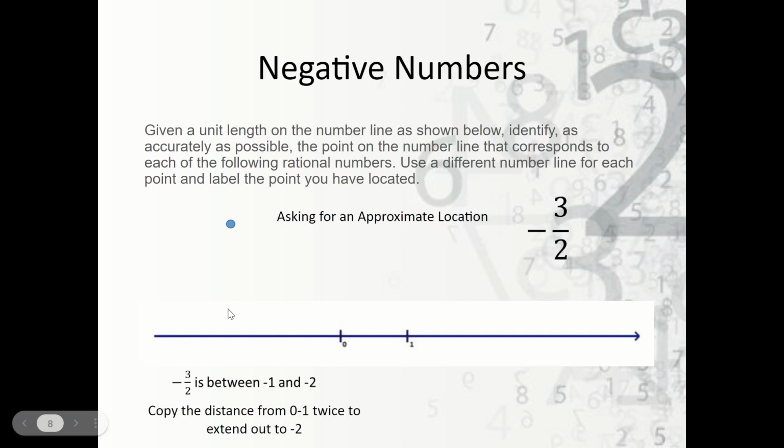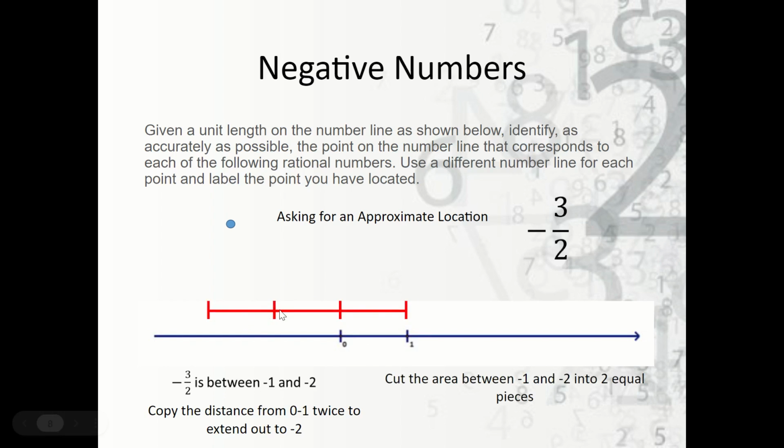That would be -1 and again would be -2. So I take that distance and copy it over. Now here's -2, here's -1, so it should be right in here somewhere. So we're going to cut that part into 2 equal pieces because the denominator is 2. So we cut that into 2 equal pieces right there. And now we can say that the point should be right about here. That should represent -3 halves.